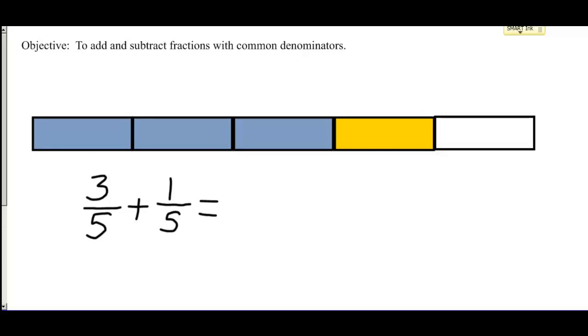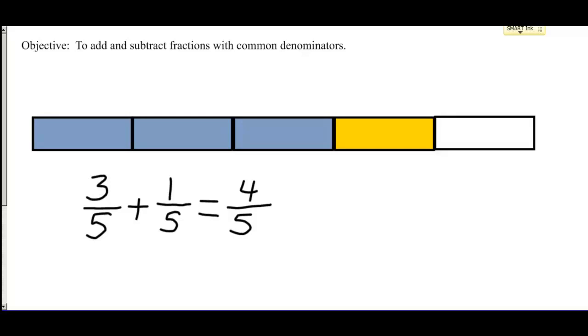And now I have to add these. When I add fractions, they have to have common denominators. That means these bottom numbers have to be the same. So I can add here because I have a 5 for this denominator and a 5 for this denominator. When I add fractions, the only thing that I actually add is the numerator. So 3 plus 1 is 4. And my denominator stays the same, 4/5.